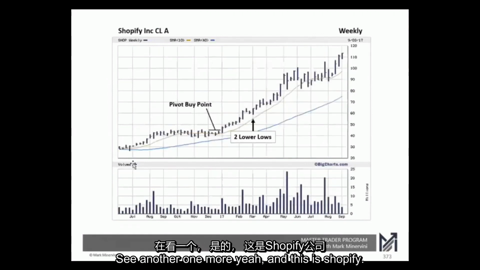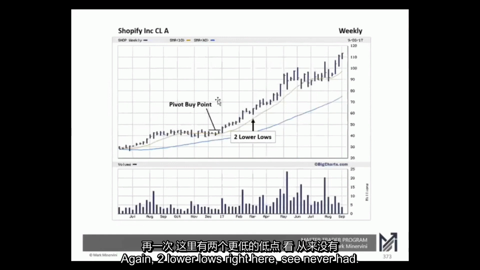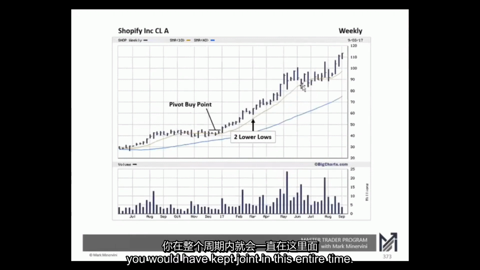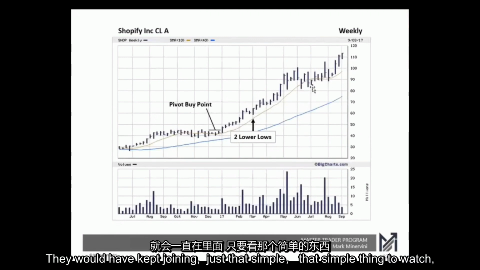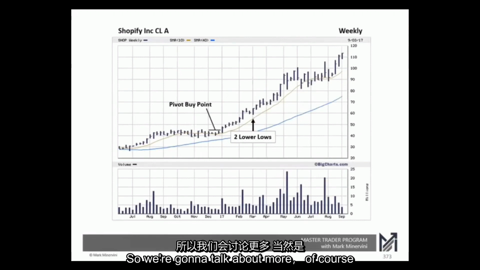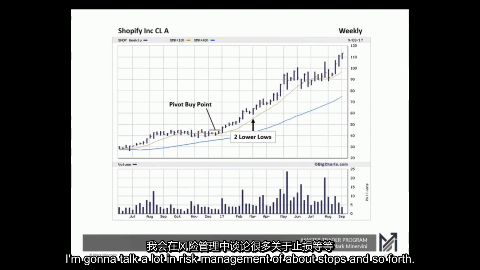Let's see, is there another one more? Yeah, and this is Shopify. Again, 2 lower lows right here. See, never had more. So the point is that if you waited for the 3 lower lows, it would have kept you in this entire time. Just that simple thing to watch would have kept you in the stock if you want something to keep you in the names.